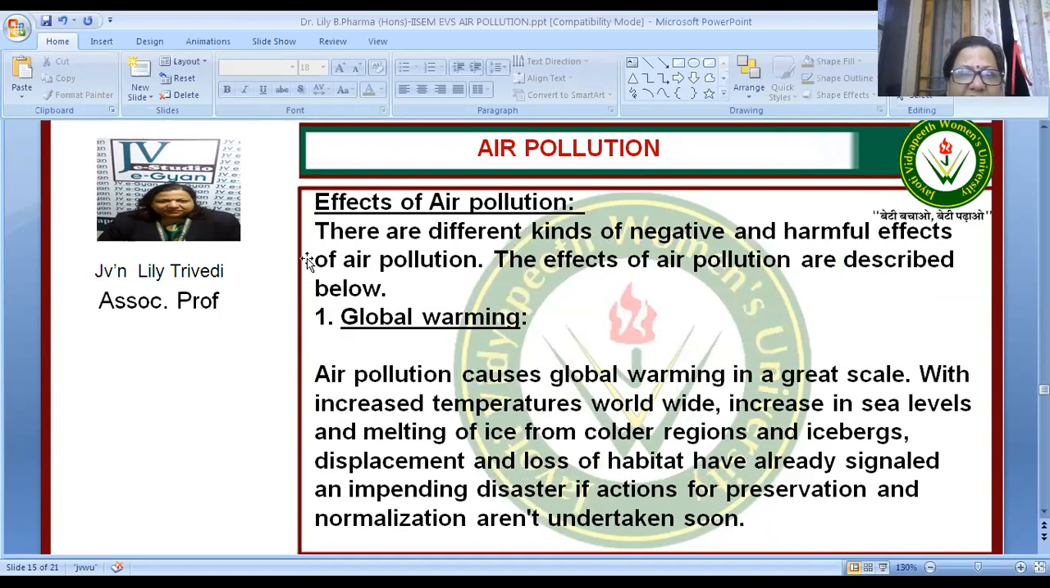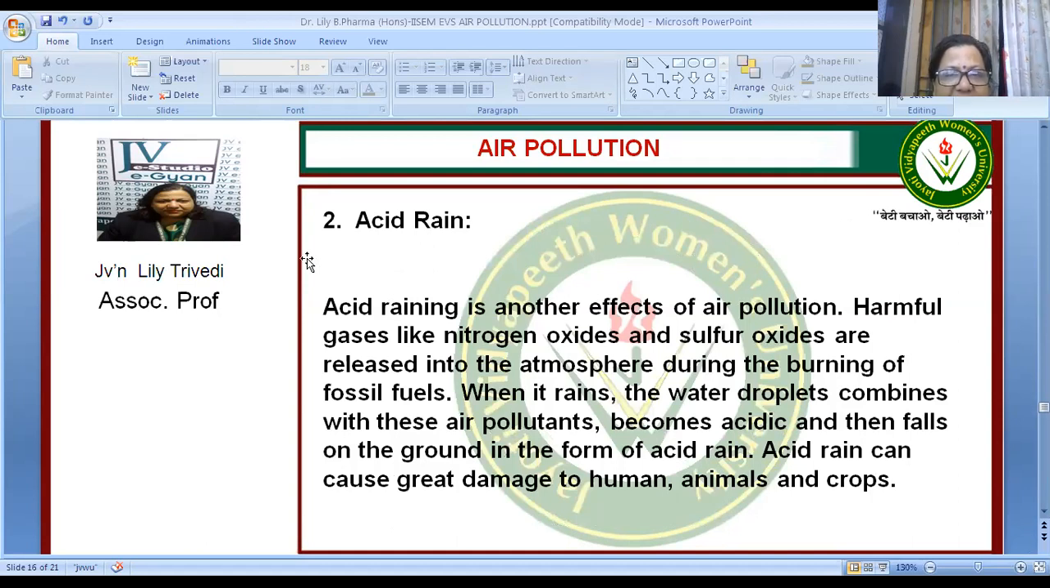The effect of air pollution is global warming on a great scale, which increases the temperature worldwide, and an increase in the sea level and melting of ice from colder regions and icebergs. Displacement and loss of habitat have already signaled that a disaster is going to occur if prevention and normalization methods are not taken soon. So as you can see in the present scenario, COVID-19 is also a disaster and has affected us due to the air pollution.